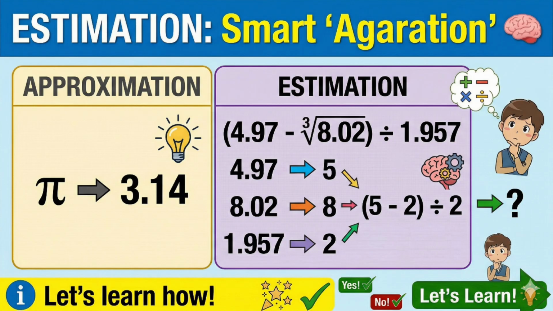Now let's talk about estimation, or as some people call it, aggregation. What's the difference between approximation and estimation? Approximation is rounding one number, like saying pi is approximately 3.14. Estimation is rounding every number in a calculation to nice, simple values, so you can do easy mental math and get a quick, rough answer. This is super useful when you don't have a calculator or want to check if your calculator answer makes sense.